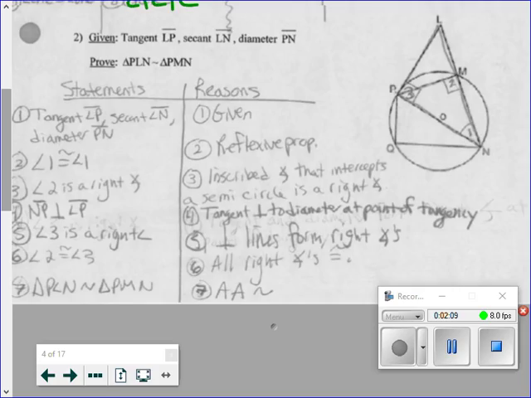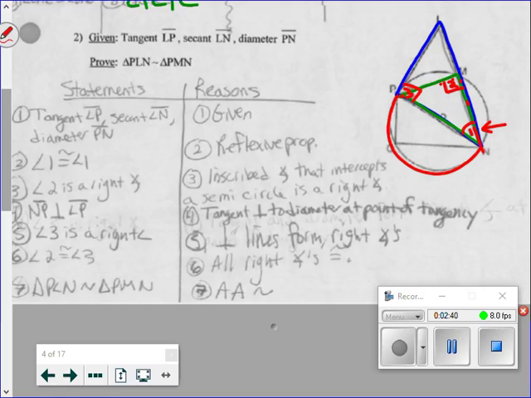So here is our second problem. Again, you're looking for PLN to be similar to PMN. All right, so right here, this angle is reflexive. It's in both triangles. And then we have to have a step for this is a right angle because it's opening up to the diameter, so it's 180. This is a right angle because a tangent and a radius or a diameter form a right angle. Then all right angles are congruent. We use angle-angle similarity.